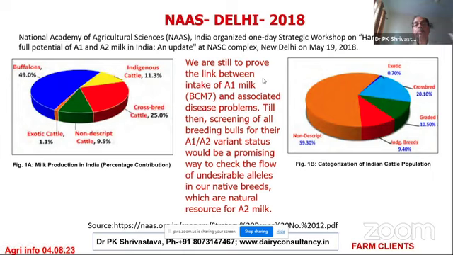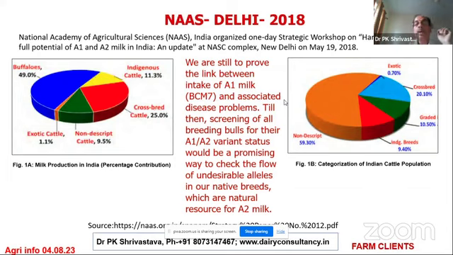They gave 8 recommendations. We are still to prove the link between intake of A1 milk, this beta casomorphin 7, and associated disease problems. This is what the Indian scientist congregation, Government of India, Ministry of Dairying, everybody sat together and concluded in Delhi on 19th May 2018. They said we are not saying no, we are not saying yes also. We have to prove it. The same thing was said in New Zealand also: you have to prove it and then you can do.